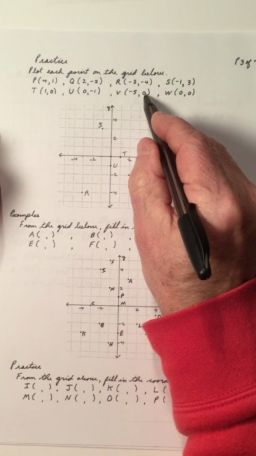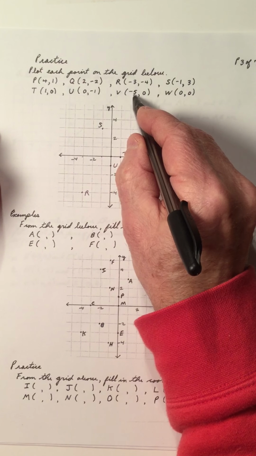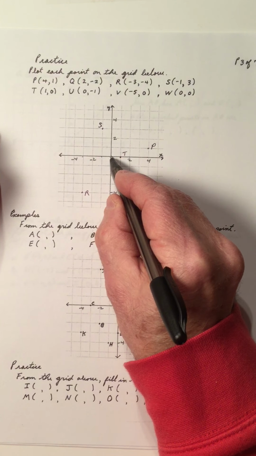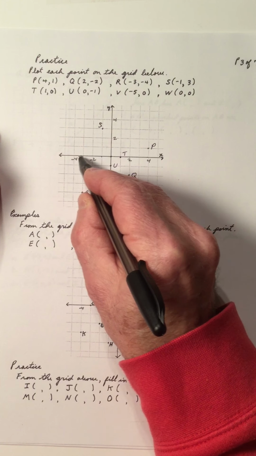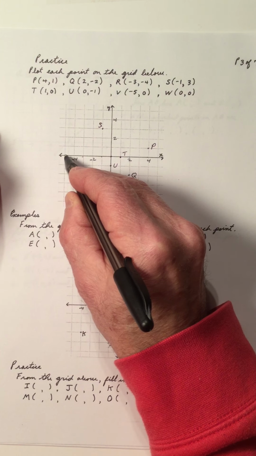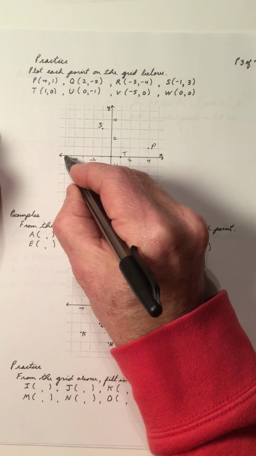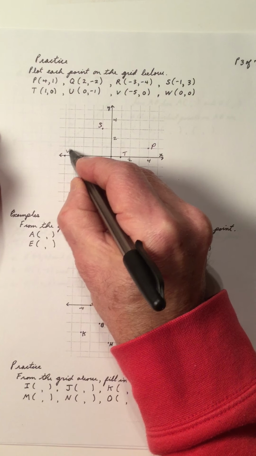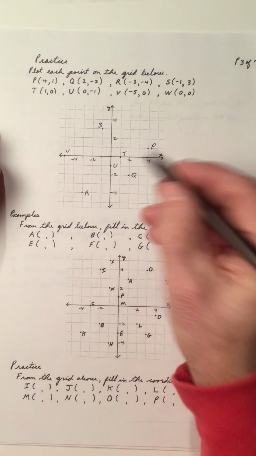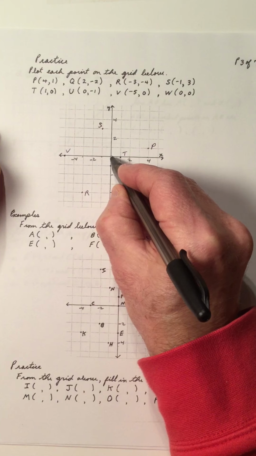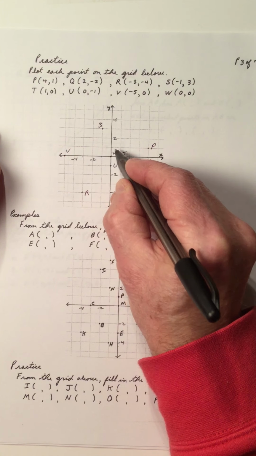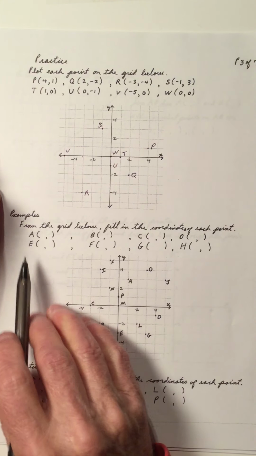V is negative 5, 0. X is negative 5, Y is 0. X is negative 5, so it's 5 to the left, and Y is 0, so you don't move. So there's V. And again, 0, 0 is the origin. So there's W. The origin is 0, 0.